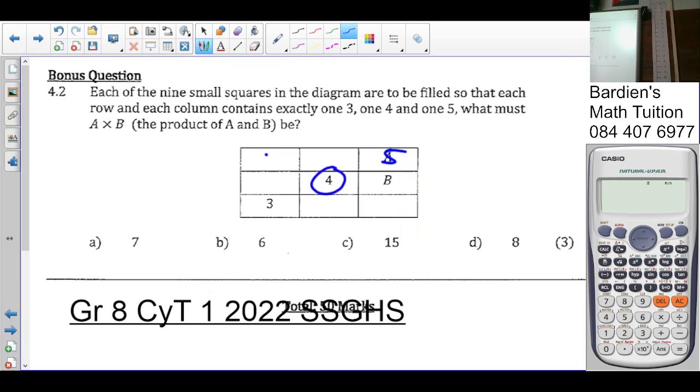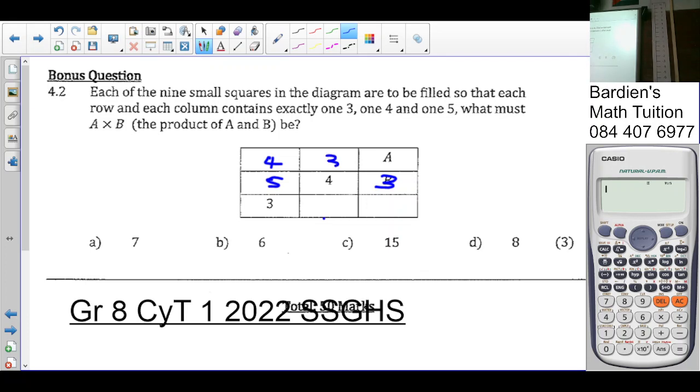Let me read again. Each of the 9 small squares in the diagram are to be filled so that each row and each column, oh, each row and each column, not diagonal. I was going diagonal as well. So rows and columns only. So it might change this one here. Can I have a 3 here? No. Can I have a 4 here? Yes, a 4 can go there. So then a 5 must be here. So if this is 4, 5, this must be a 3.